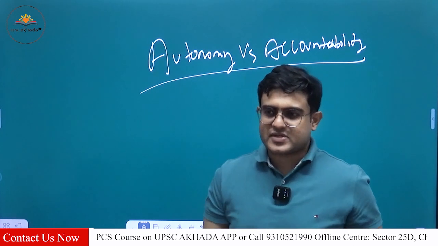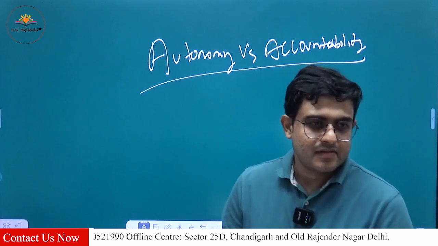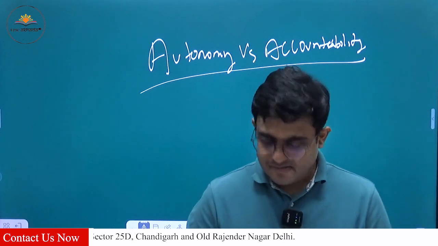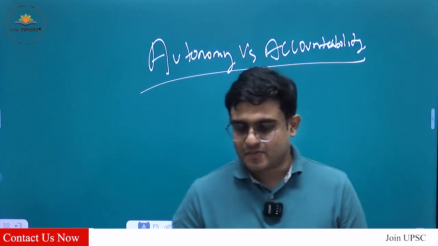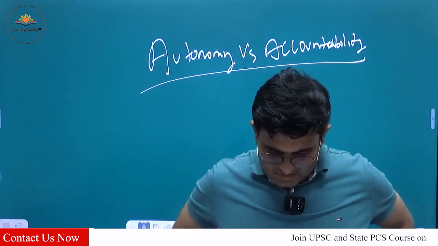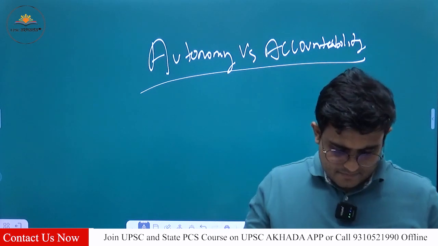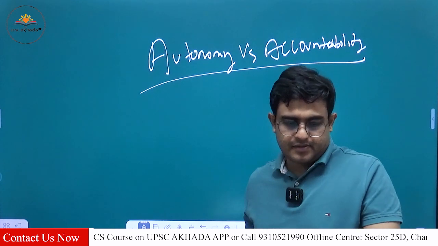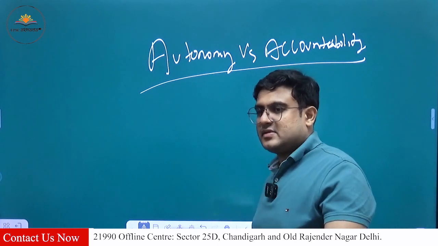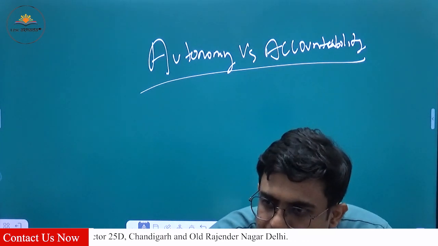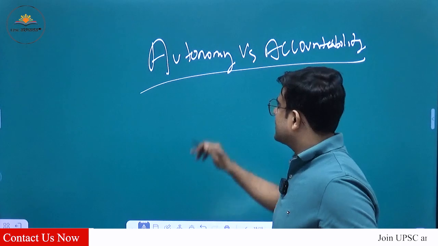Now autonomy versus accountability. What is autonomy? What is accountability first? Responsibility is okay. You can use it interchangeably, but responsibility is different from accountability. Both are not same. Autonomy is giving discretion, right? Answerability is accountability. Autonomy is what? Discretion. But this also comes at loggerheads.